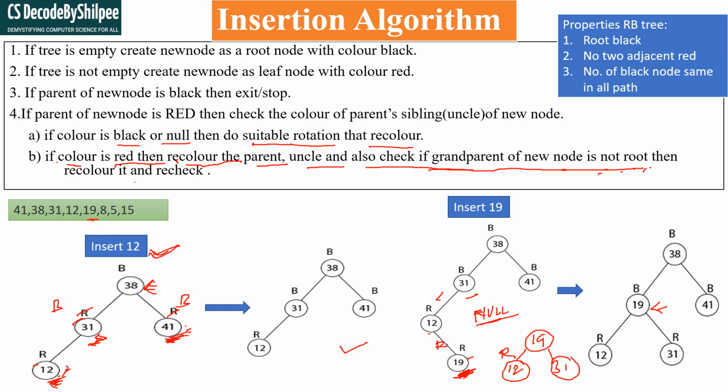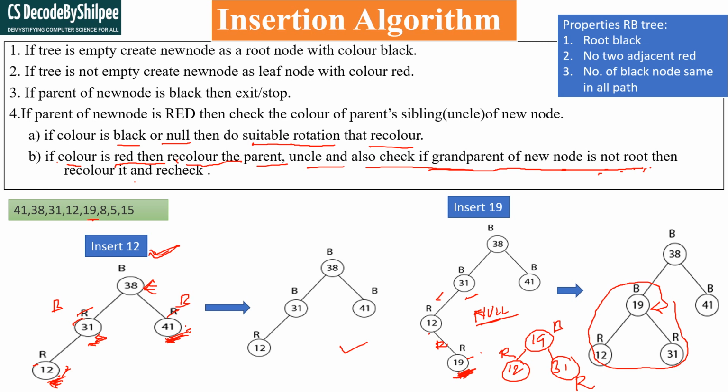And I said that the swapping of the color between 19 and 31: 19 was red, so 19 becomes black, and 31 was black, so 31 becomes red. So after the rotation, you will get this tree. And the remaining part you simply add, and the color is also the same. We will not do anything. We simply add 38 and 41, their color is also the same.